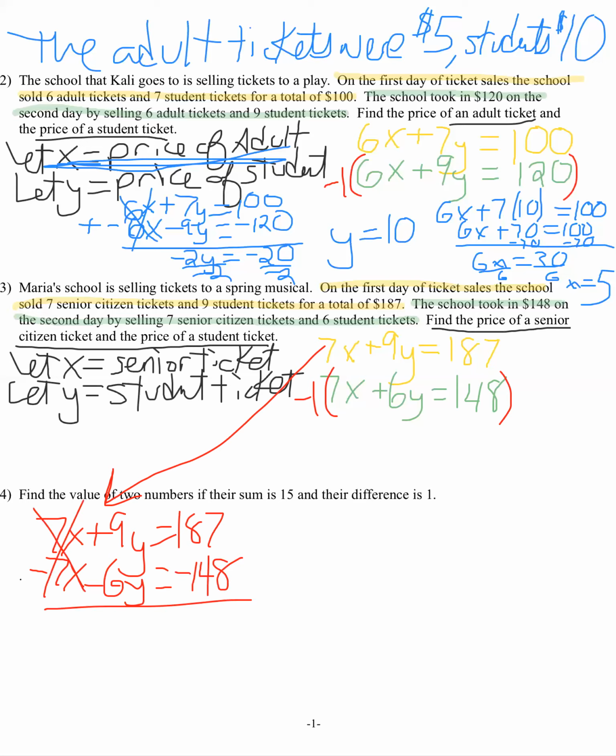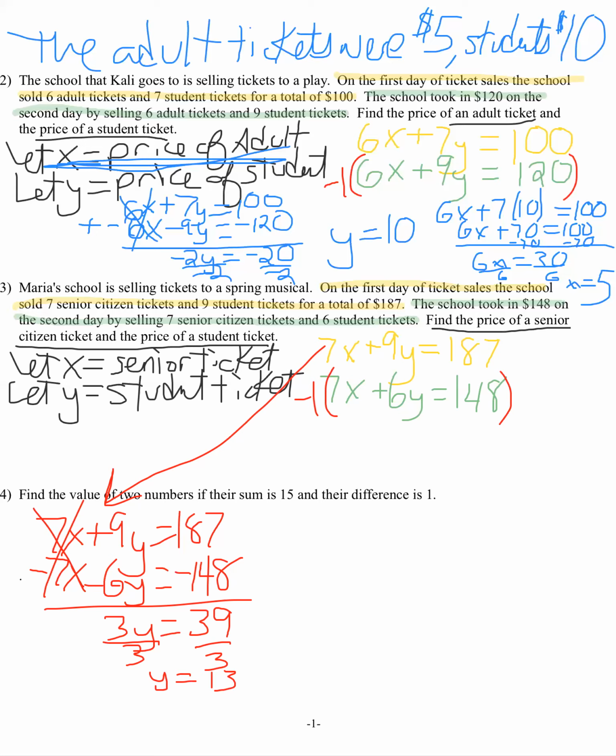Okay, X's cancel. 9Y minus 6Y is 3Y. And then 187 minus 148 is 39, right? Okay, so divide both sides by 3, and it looks like Y is going to be 13.